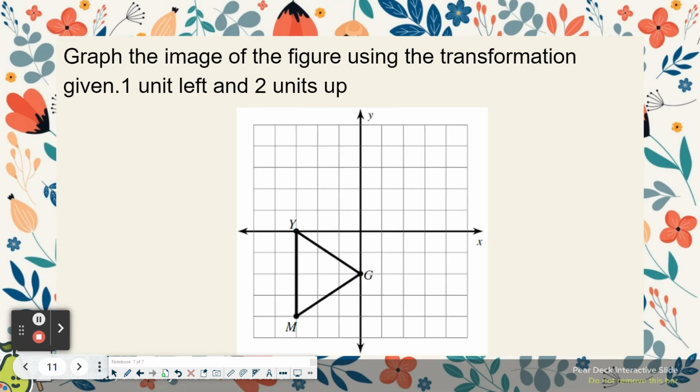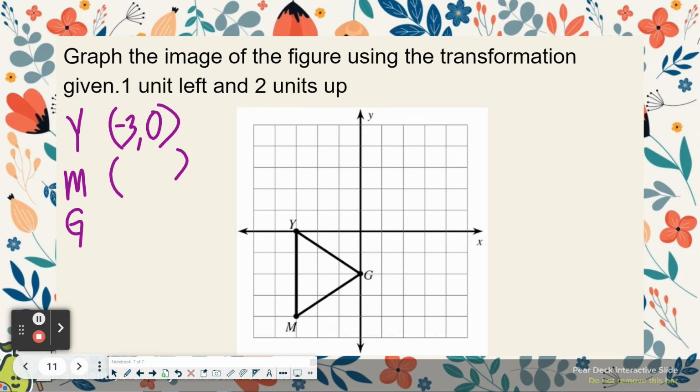Graph the image of the figure using the transformation given. 1 unit left and 2 units up. So again, we're going to do our 3 points. We're going to find the ordered pairs. So y, I'm going left 3, so it's -3, and we didn't move off the axis, so that's 0. M, I went left 3, so -3, and we went down 1, 2, 3, 4, so that's -4. And then for G, I didn't move at all, left or right, so that's 0. And then I went down 2, so it's -2.